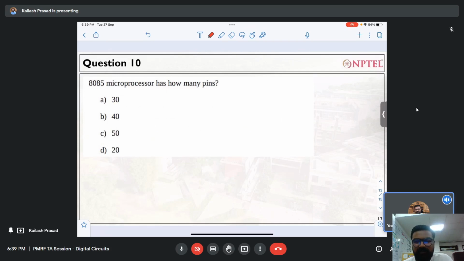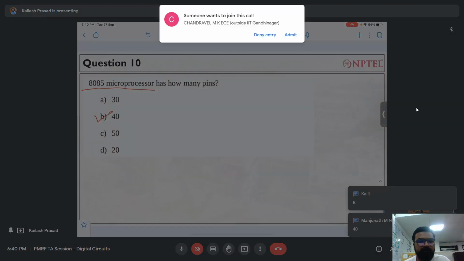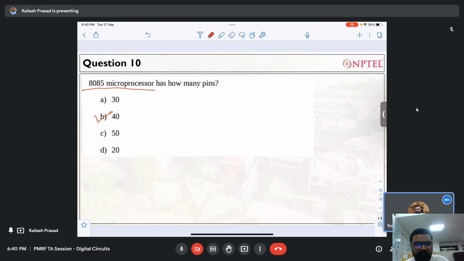How many pins are in the 8085 microprocessor? We've just discussed the 8085 microprocessor. How many pins are there? Anybody wants to answer? Okay, Sanjay Rane is saying 40, Khalil is saying again 40, Manjunath. Everybody knows. So yes, 8085 has 40 pins. Now in the current scenario, if you see, ICs come with way beyond 100, 200 pins. That's the change we have.